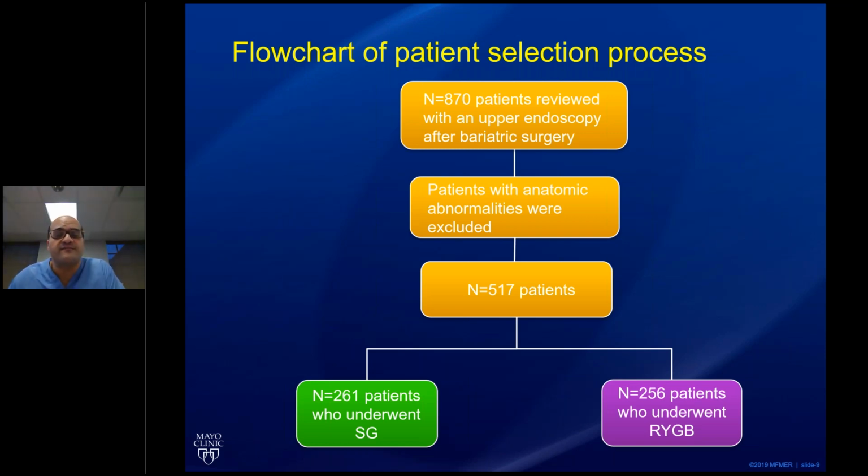Therefore, we ended up with 517 patients that, other than the presence of esophagitis, had the normal post-sleeve gastrectomy or Roux-en-Y gastric bypass anatomy. And the cohort panned out as 261 patients who underwent sleeve gastrectomy and 256 patients who underwent Roux-en-Y gastric bypass.